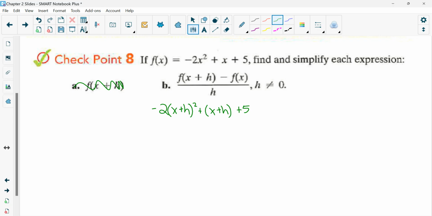Then I'm subtracting the original function. So in brackets or parentheses, I'm subtracting that entire original function. And we're putting that all over the h.